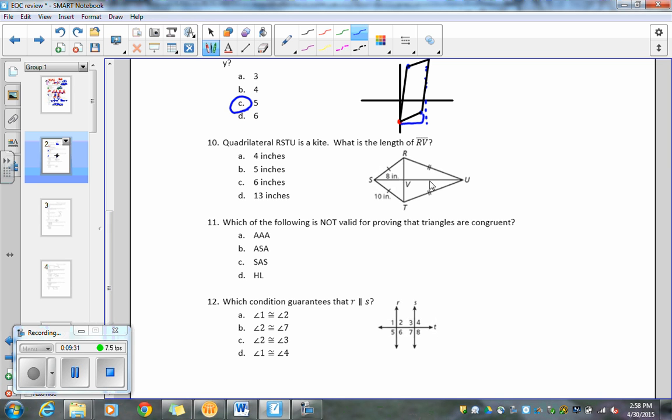All right, question number 10, this is probably our last question. In a kite, where the two diagonals come together, it is a 90-degree angle, so that means Pythagorean theorem is going to be what we need. Whatever VT is, that's what that's going to be. All right, so use Pythagorean theorem. So x squared plus 8 squared is equal to 10 squared, and then solve for x.